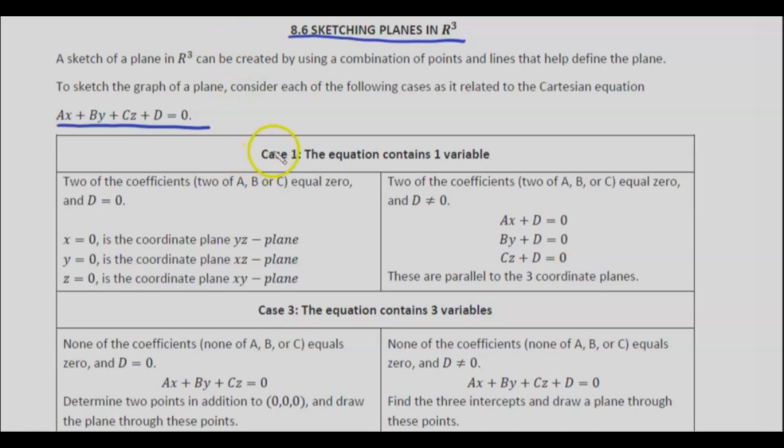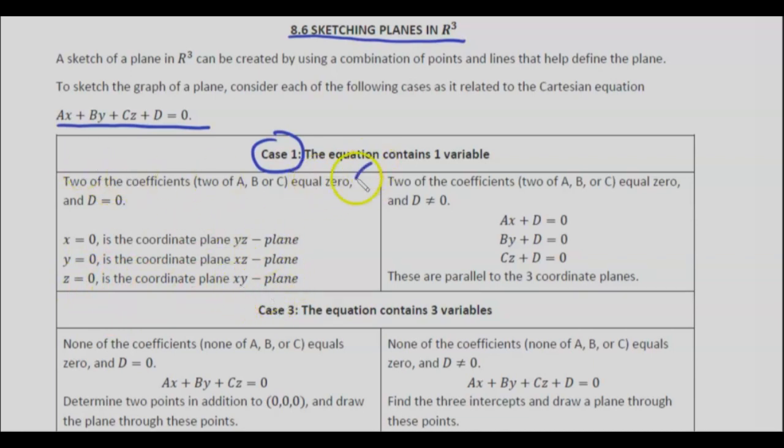Okay, so here's case 1. Okay, and we'll reference back these cases. The equation contains one variable. Okay, so in this case, two of the coefficients, so two of either a, b, or c equals 0, and d equals 0. Okay, this is what happens. So x equals 0 is the coordinate plane, the yz plane. y equals 0 is the coordinate plane, the xz plane. And z equals 0 is the coordinate plane, the xy plane.